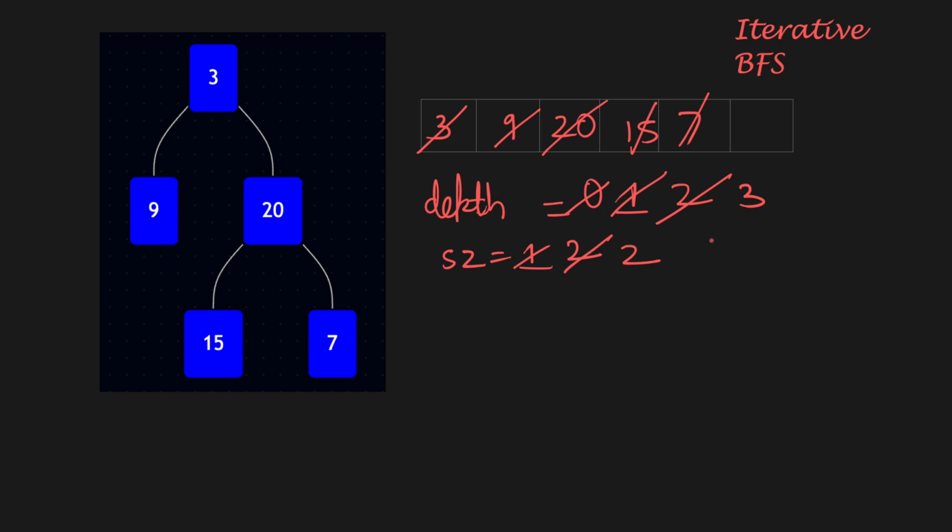Now the time complexity of this approach is again O of n, since we enqueue and dequeue each node only once. The space complexity will be O of w, where w is the maximum width of the tree, because the queue will hold at most all the nodes at the widest level of the tree. For example, here we had a maximum width of 2, so the queue was holding 2 elements at a time. In the worst case, for a complete binary tree, the last level can have up to n by 2 nodes, making the space complexity O of n.